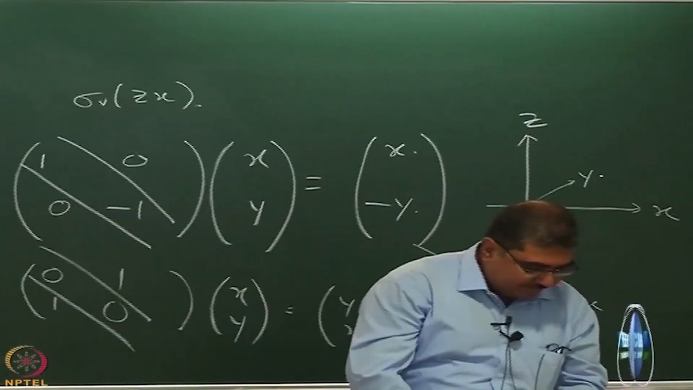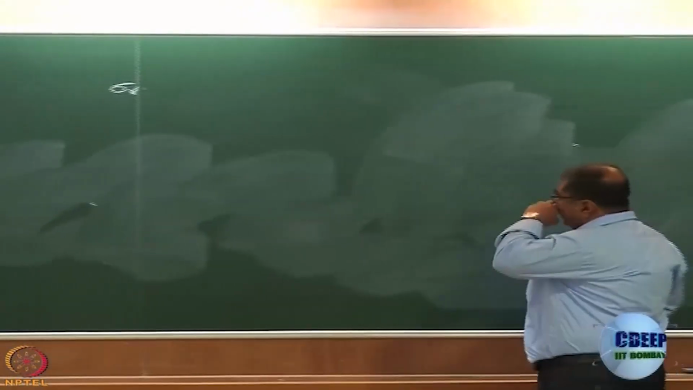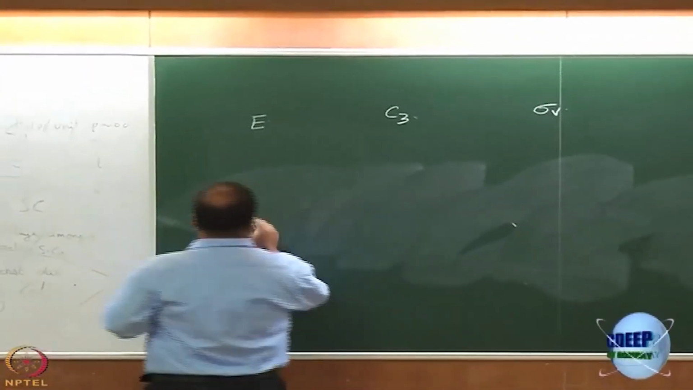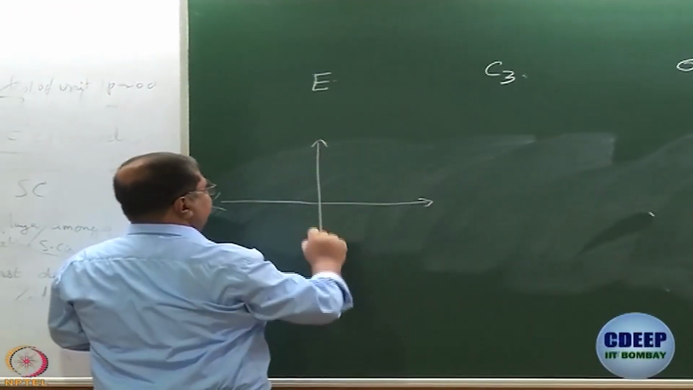Now, some more character tables. This is your C2v character table, this is C3v. Some other terms that you see are Rx, Ry, Rz. What is the meaning of Rx, Ry, Rz? Rotation with respect to x, rotation with respect to y, rotation with respect to z. Let us try and see if we can figure out why Rx, Ry, Rz belong where they belong here. To do this, let us do one, then we will understand. We will just do one, you can do the rest.